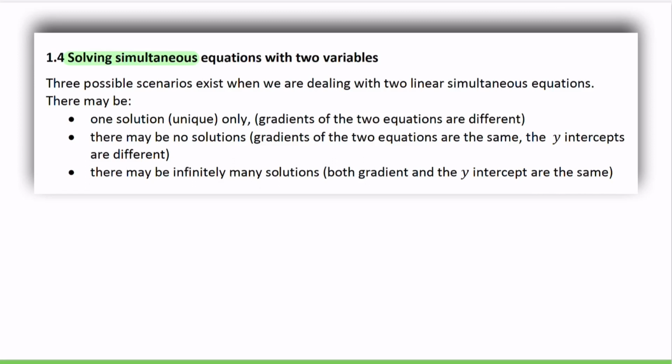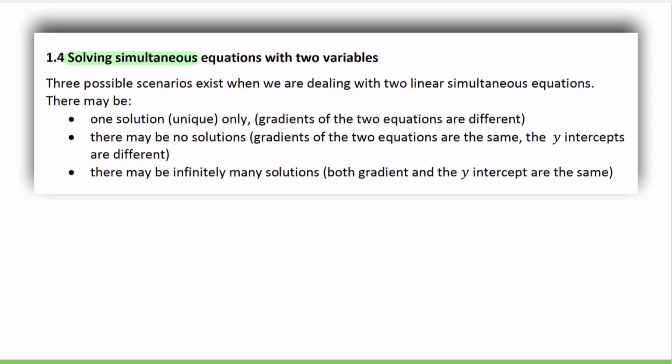What we're doing for this exercise is solving simultaneous equations with two variables. So what we're talking about here are two equations because two variables. And what we're going to be doing is solving the point at which they intersect. So that's what it means to solve two equations. We're trying to figure out at what point they intersect.